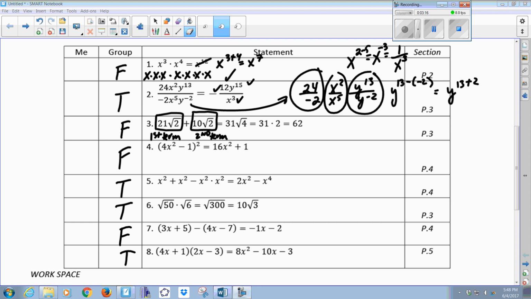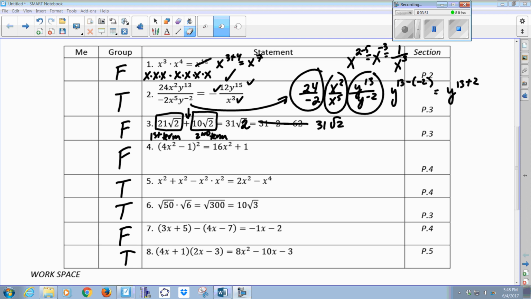So since both of these terms are dealing with the same like thing, that is the radical 2, we simply add the numbers in front of them, which are called the coefficients. So we have 21 of these things called radical 2 and 10 more of these things called radical 2. That gives us 31 radical 2's. We don't multiply the radical 2 times each other. There's no multiplication between them. It's simply adding. So your answer here is 31 square roots of 2.